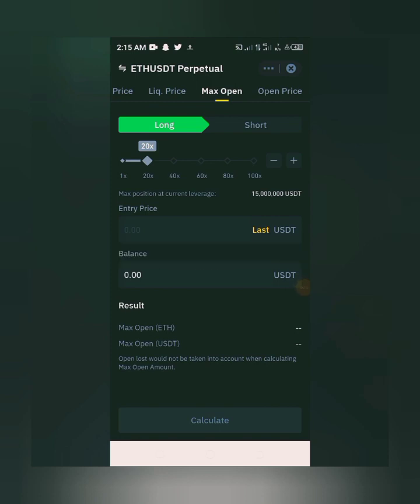Let me explain what max open is. Max open can be seen as the maximum amount of money that you can use in futures trading. You will understand more when I start showing you how to calculate the max open. Just stay and stick to the video.